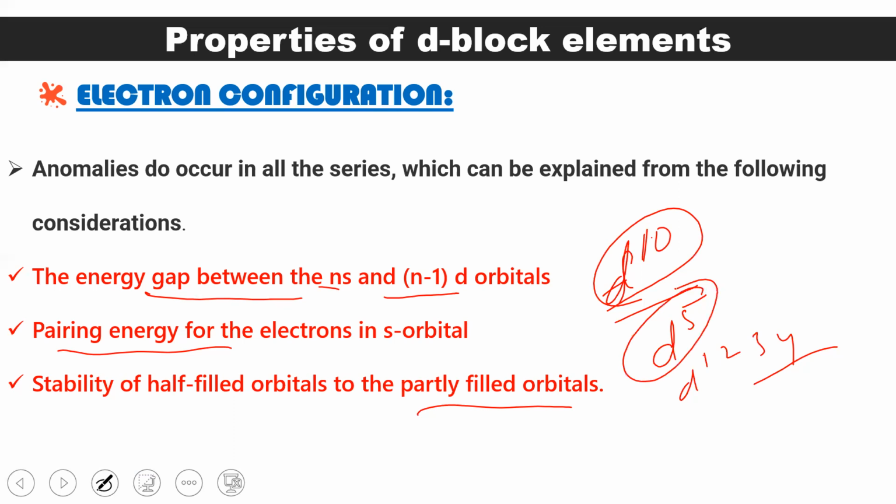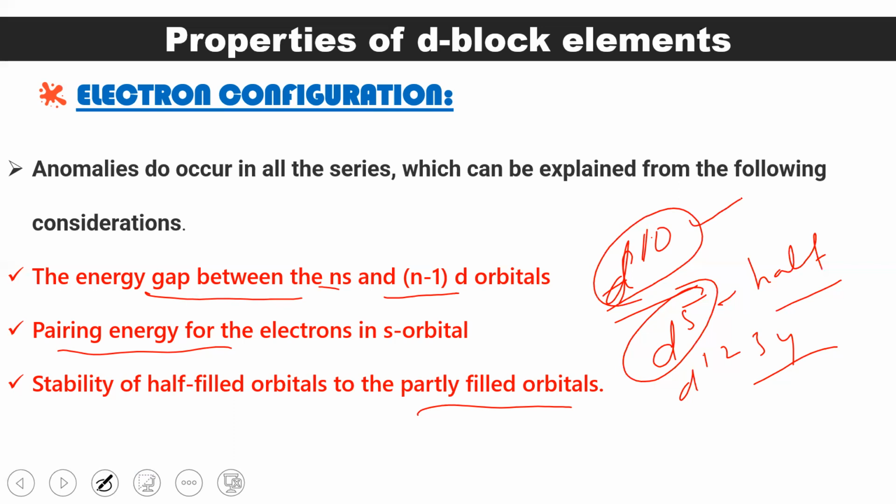So here is series one. Half-filled is also a more stable configuration when you compare with the other d1, 2, 3, 4 configurations. So d5, this is half-filled. Half-filled d orbitals are very much more stable than d1, 2, 3, 4, and the full-filled d orbital configurations are also stable. So these are some factors that affect the electron configuration.